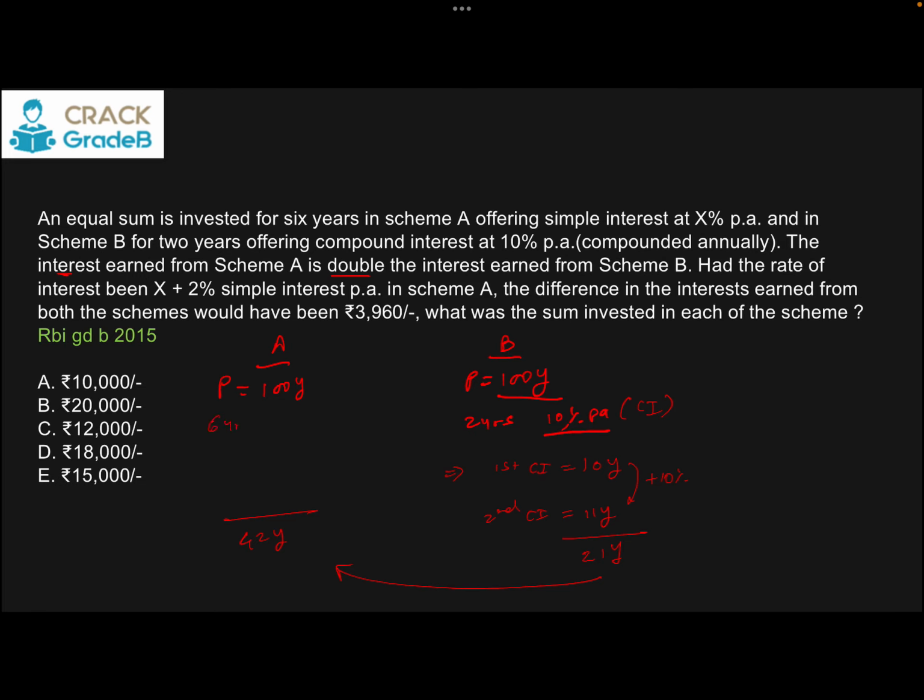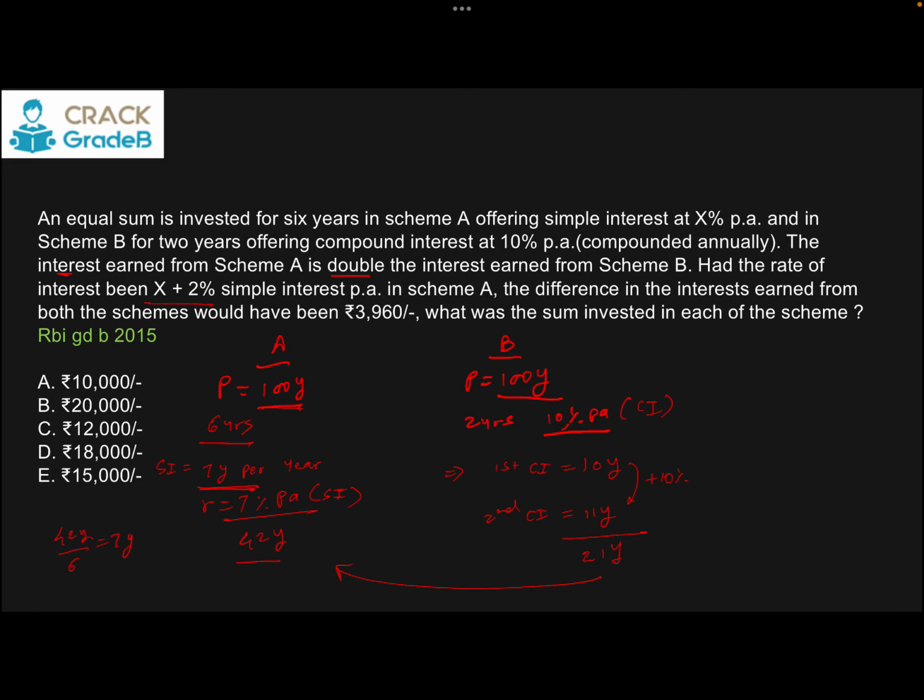And for how many years? We are investing here for 6 years. So in 6 years, if we are getting 42y, so per year we are going to get 42y upon 6, that is 7y. So we are getting 7y interest per year. So if we are getting 7y on 100y per year, so it is how much percent of 100? 7y is 7% of 100. That means the rate of interest is 7% per annum under simple interest.